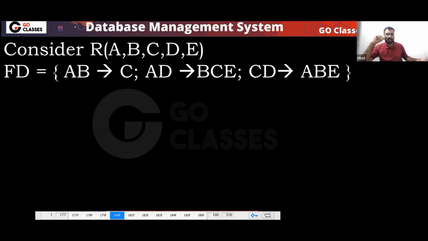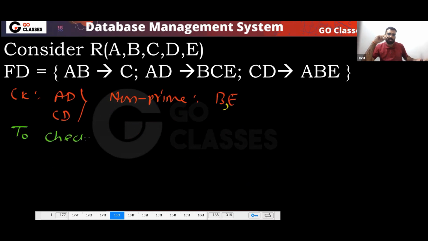What about 3NF? Is this relation in 3NF? Remember, your candidate keys are AD, comma CD, and your non-prime attributes are B, comma E. Now tell me, can a non-super key determine E? To check 3NF, just ask this question.